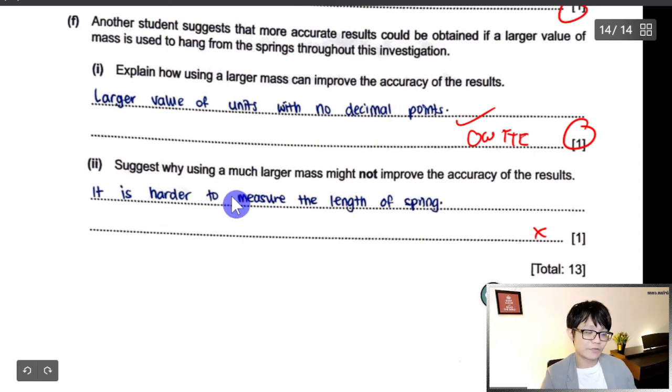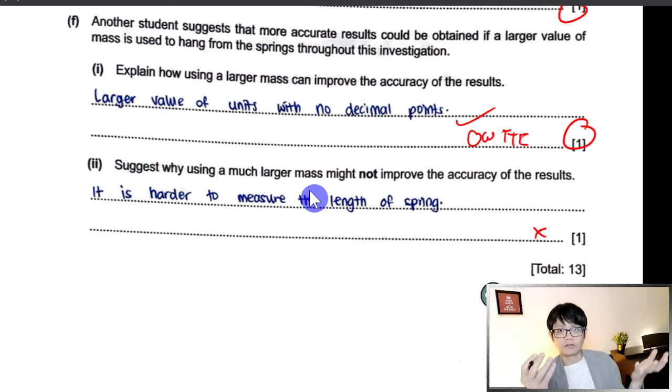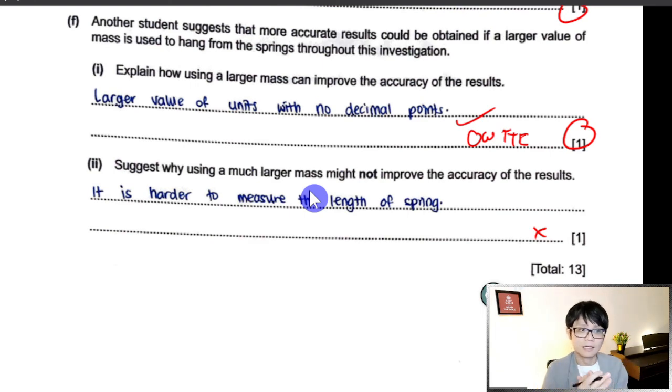Suggest why using a much larger mass will not improve the accuracy of the result. It's harder to measure. And one more thing, if you use too light a mass, the measurement will have error, because if you use like 1 gram, 2 grams, how do you want to measure, you cannot even see unless you are really powerful.